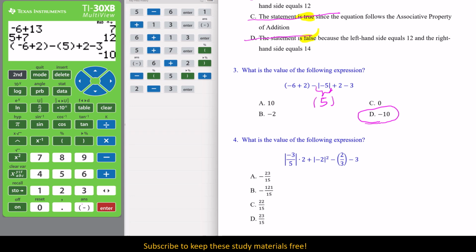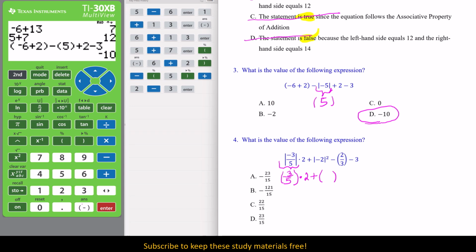Now let's go to number 4. What is the value of the following expression? We have to deal with our absolute values again. I would deal with the first one, and it says negative 3. Remember, negative becomes positive. So what do we really have? I would replace that with parentheses and make it positive 3 over the 5. And of course, that's times 2. I'm going to go ahead and type it in as is, and then plus.